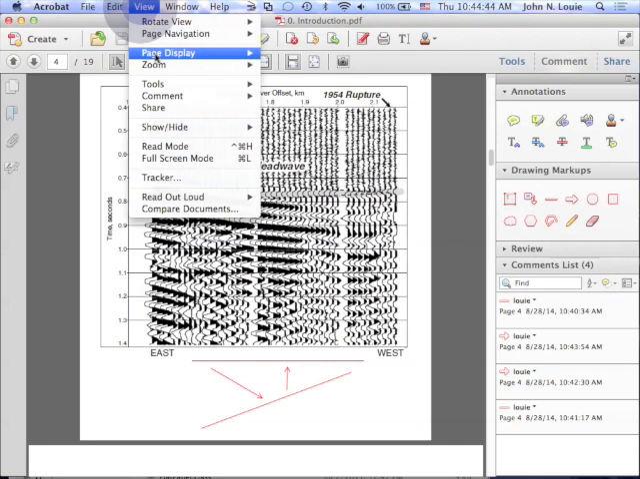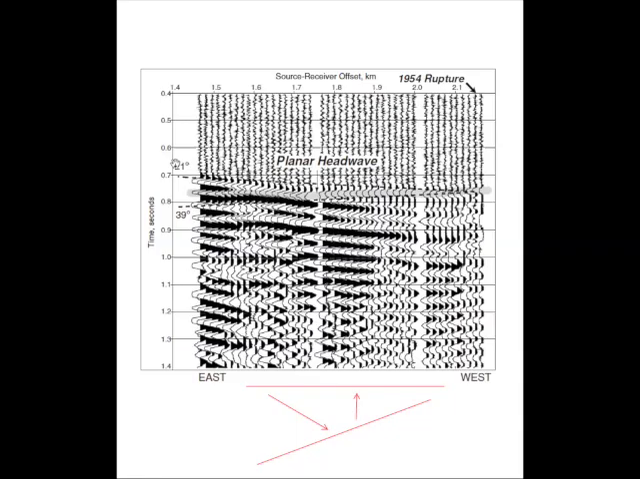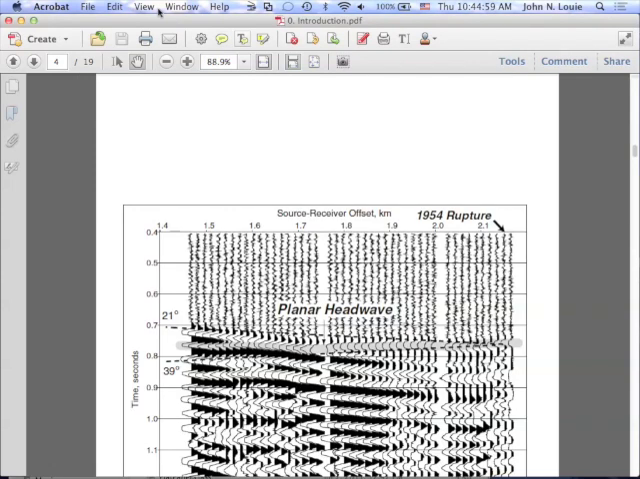Let me see. Let's go back to full screen mode. I guess that works. No, I didn't want that. I want read mode.